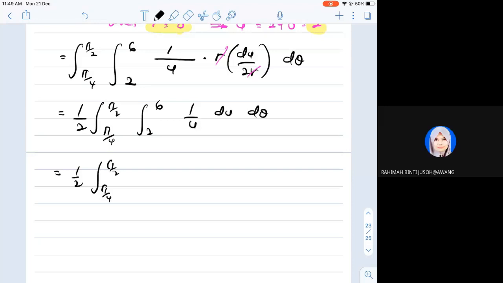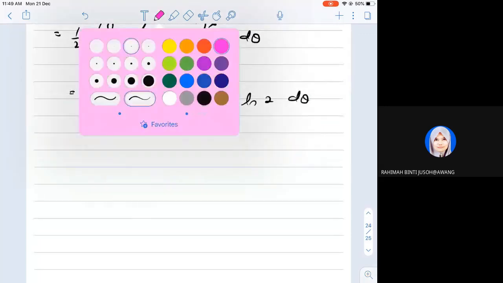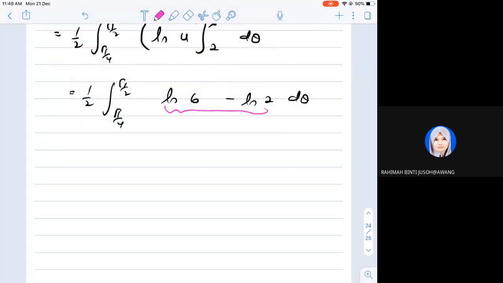Ln u. So substitute 6 and 2 d theta. Alright, so we have 1 over 2 integration from pi over 4 until pi over 2 of ln 6 minus ln 2 d theta. Of course, ln 6 minus ln 2 is ln 6 over 2. So we have ln 3.